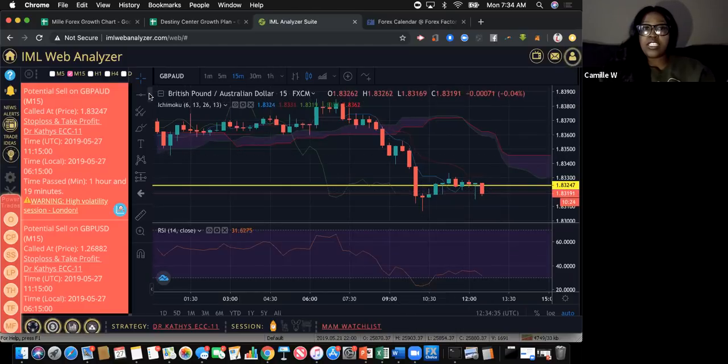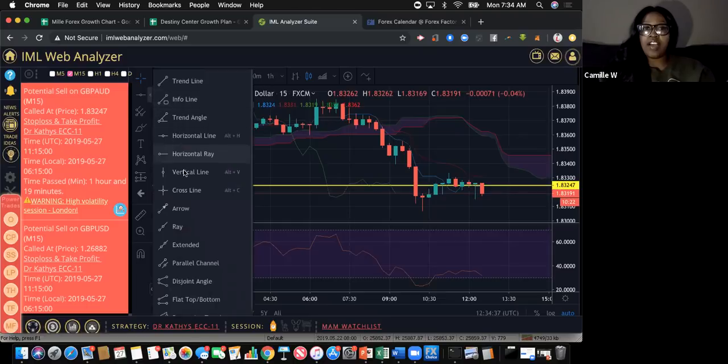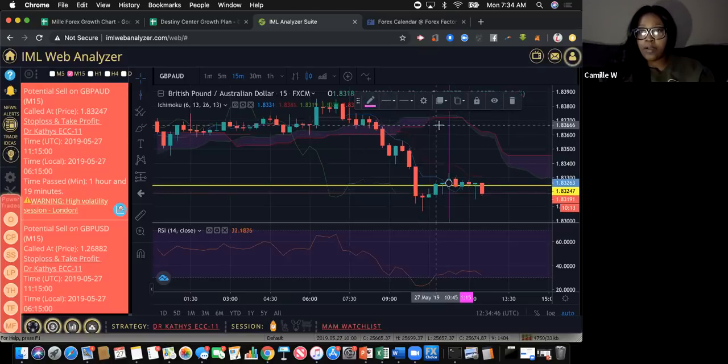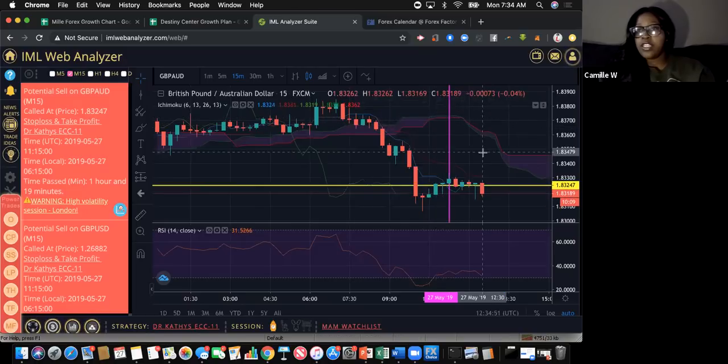So just so you can see it, I'm going to draw a horizontal line, a vertical line. So that's 1 hour. So it was called roughly here. Okay. And let me make this brighter and thicker. Okay. So the price was called roughly here.